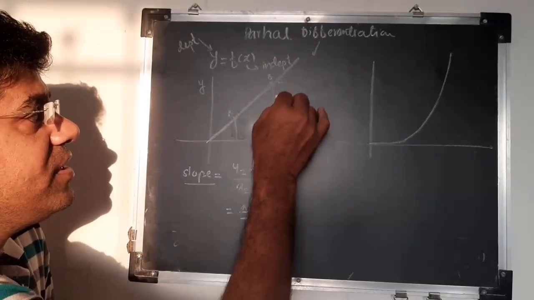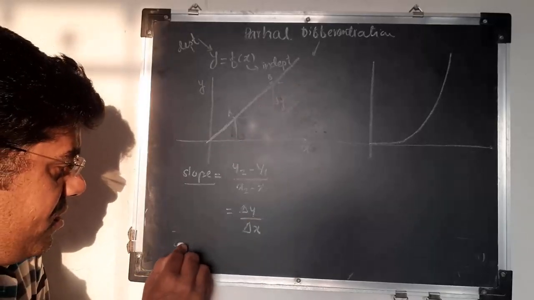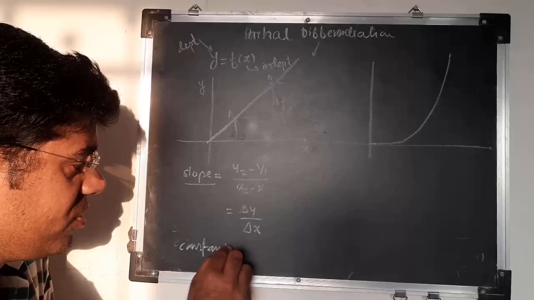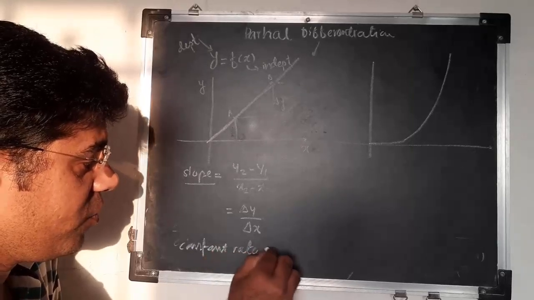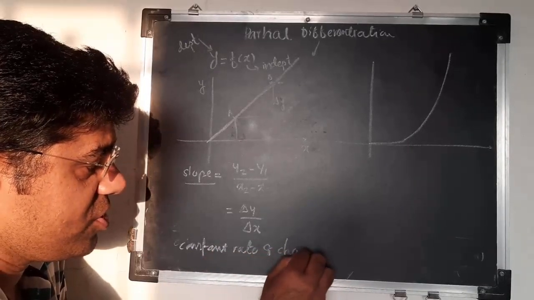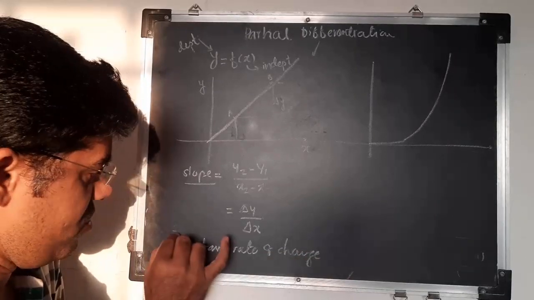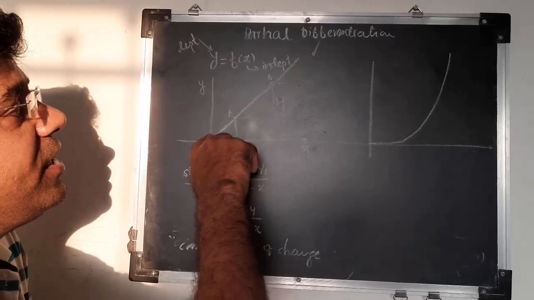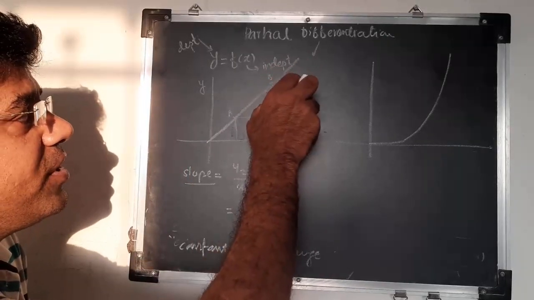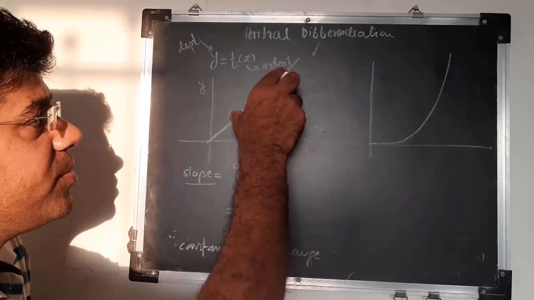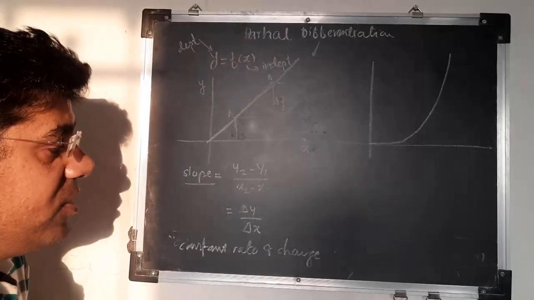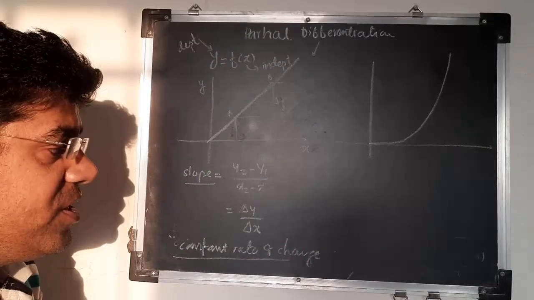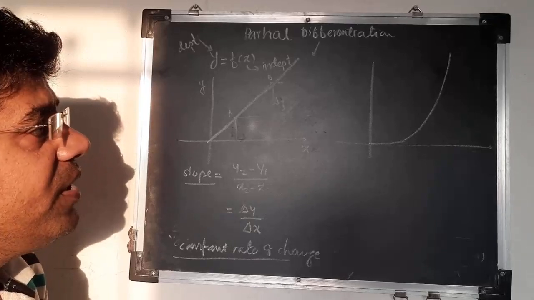So in this case you will get a constant rate of change. Constant rate of change means on this line you can take any 2 points, and if you find out the slope of that particular graph, you will get a constant rate of change, okay.